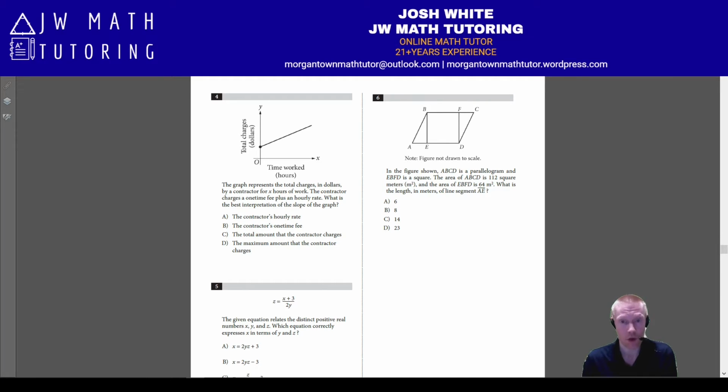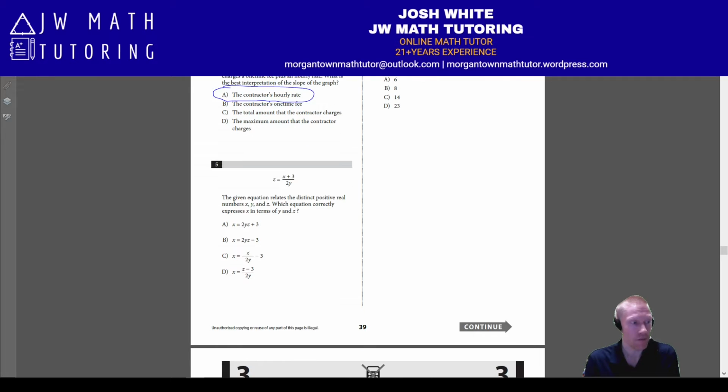So that's just going to correspond to answer choice A, because it's basically like the hourly rate. It tells us here he charges a one-time fee and then plus an hourly rate. So in other words, for each additional hour he works, how much does his bill increase by? That's what the slope is in this instance, and therefore, the interpretation of that's just going to be answer choice A.